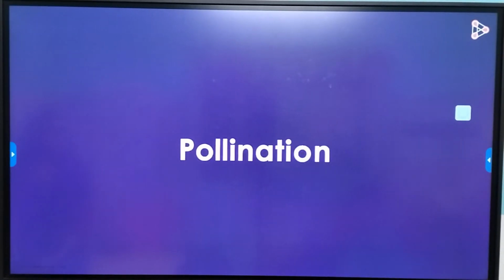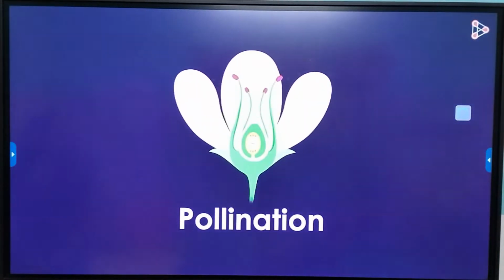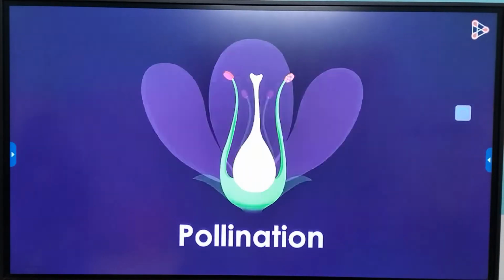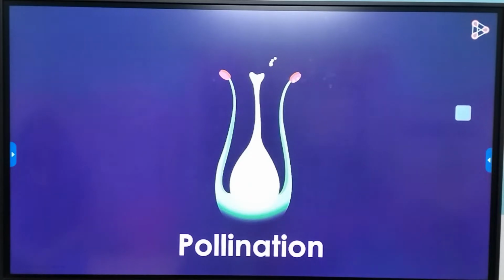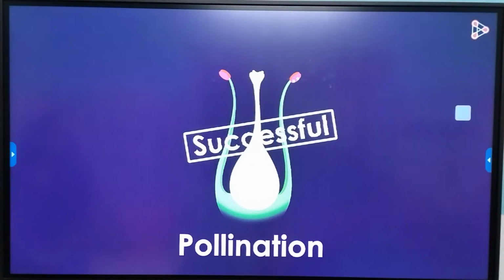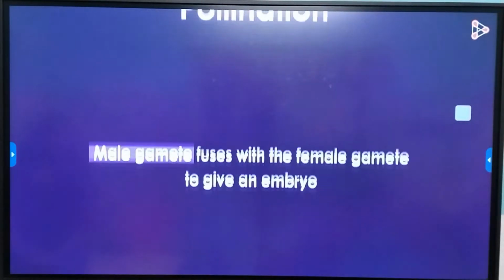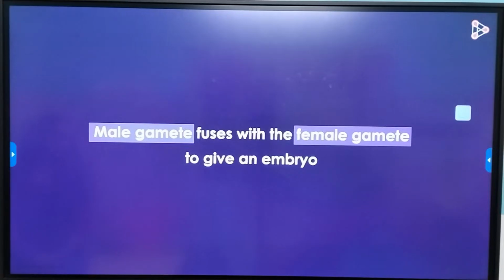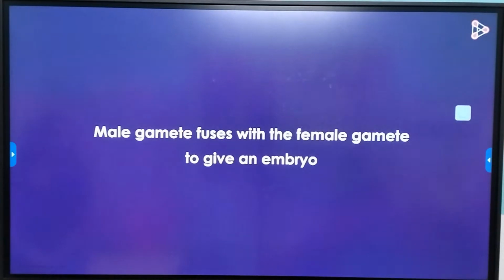Now we know what pollination is and how it can be brought about. It is the process that involves transfer of pollen grains from the anther to the stigma of the same flower or another one. Now let us have a look at what happens after pollination is successful. If pollination is successfully carried out, then the male gamete will fuse with the female gamete, giving rise to an embryo formation.